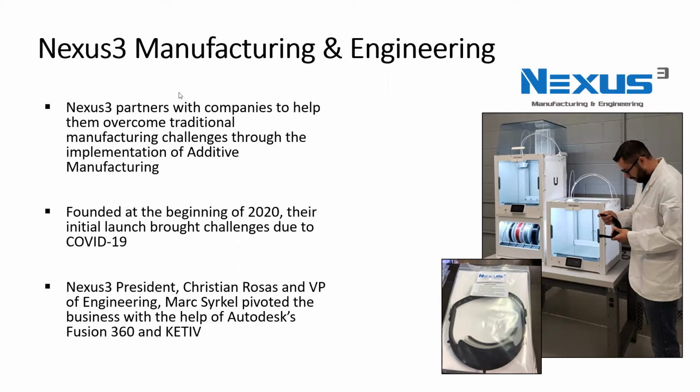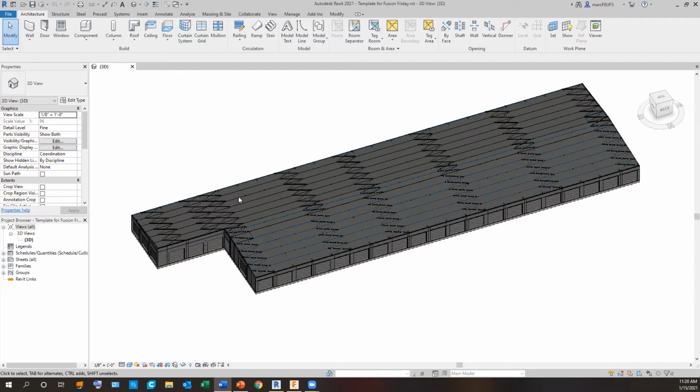Okay, so I'm going to jump right over into Revit here now. So here's the Revit model that we're going to be working with today. It's a single-story storage facility. The plan is to only print the outside walls and the doors and the roof. So that's our goal. And then our goal within Revit should be to simplify the model as much as possible.